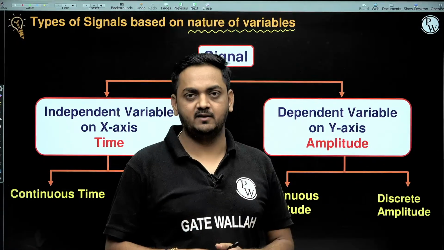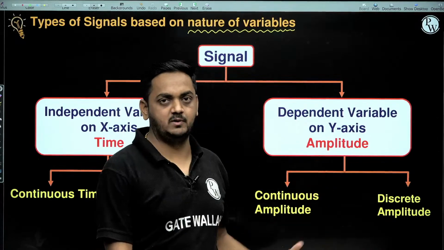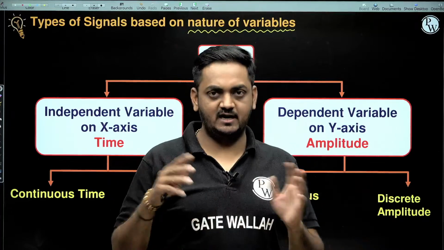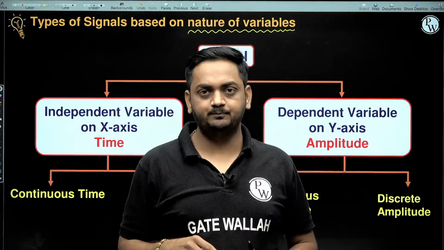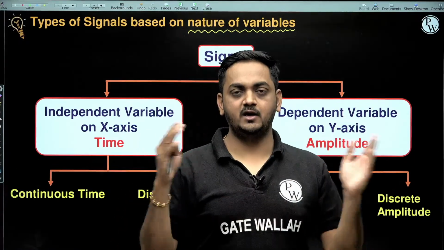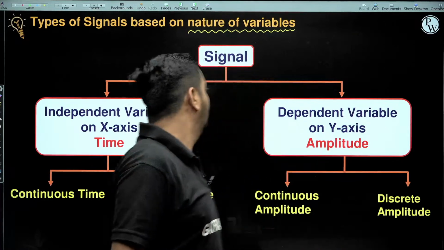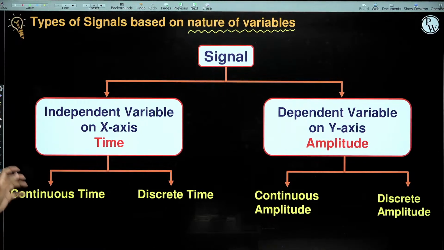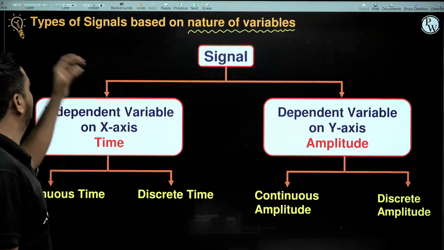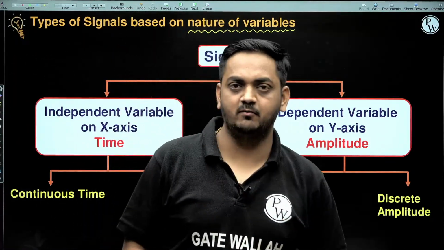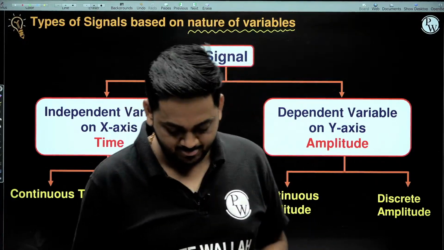So put together, here two possibilities. On x-axis two possibilities, it can be continuous time, it can be discrete time. On y-axis there are two possibilities, it can be continuous amplitude, it can be discrete amplitude. So tell me how many total types of the signal based on nature of variables, guys, like continuous time, continuous amplitude signal. In this manner, how many types of signal based on nature of variables, tell me in the comment box.